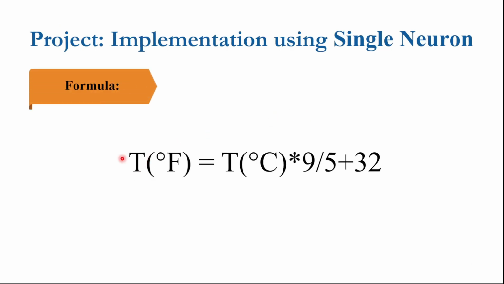So what is the formula for doing that? As we know, the formula for conversion of temperature from Celsius to Fahrenheit is T of F is equal to T of C multiplied by 9 divided by 5 plus 32. So we are going to see how we can implement this temperature.